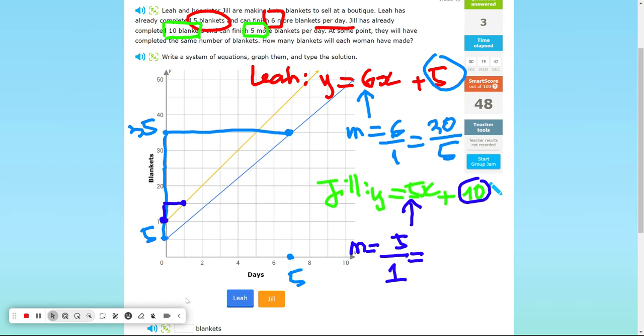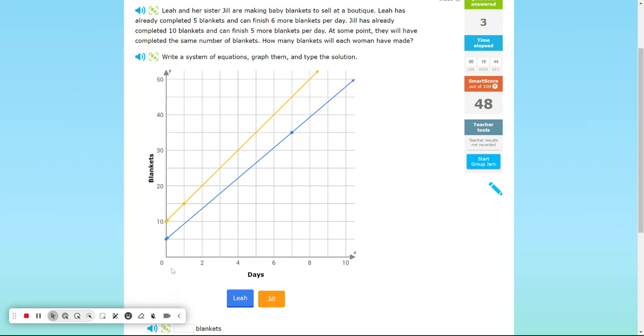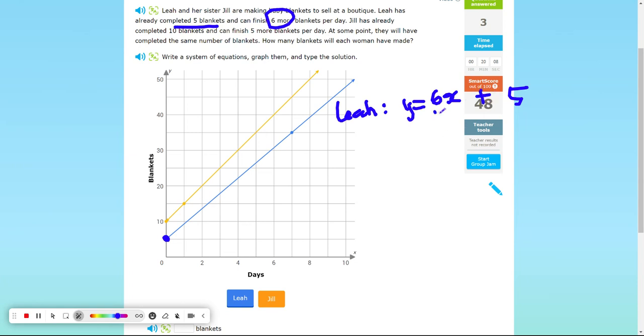That is so weird. Okay, so let me clear everything out. Let's start from the beginning. Okay, so let's see over here. This is for Leah. Okay, so y equals. Completed 5 blankets already, so 5 in the back. We start with Leah right here, and then she does 6 per day. So 6x. Okay, so here we go.